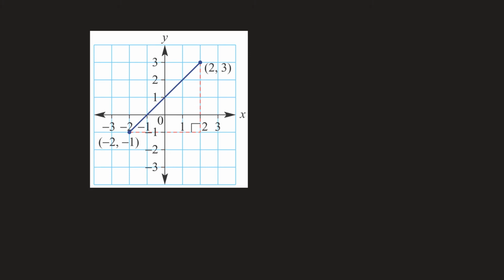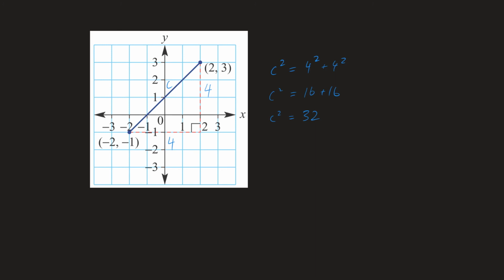So if I find the vertical distance, it's from -1 to 3. So the vertical distance is going to be 4. The horizontal distance, it's from -2 to 2. So it's also going to be 4. We'll call that C for our line interval. So C squared is equal to 4 squared plus 4 squared. So C squared is equal to 16 plus 16. If we simplify that, C squared is equal to 32.